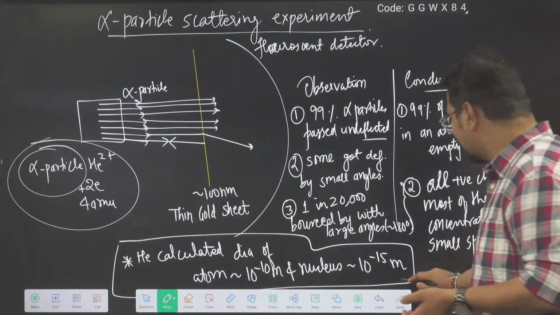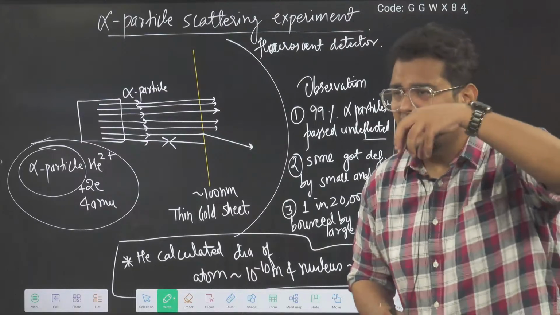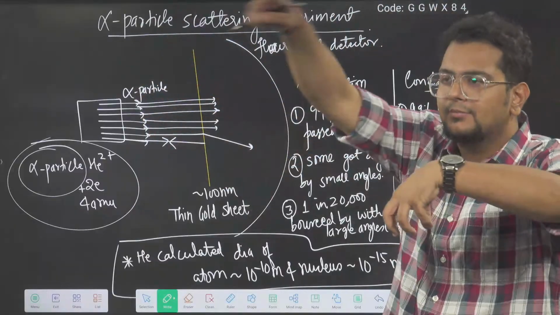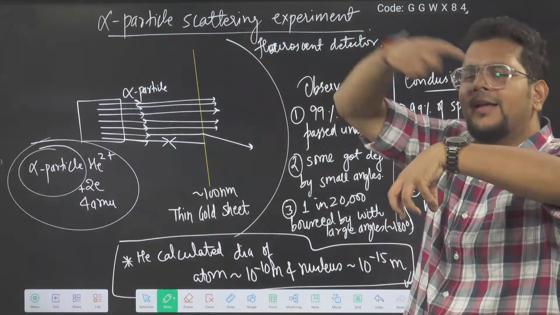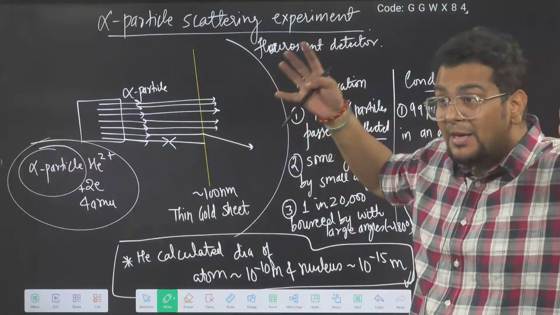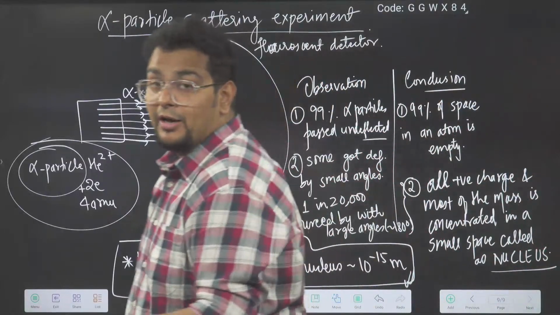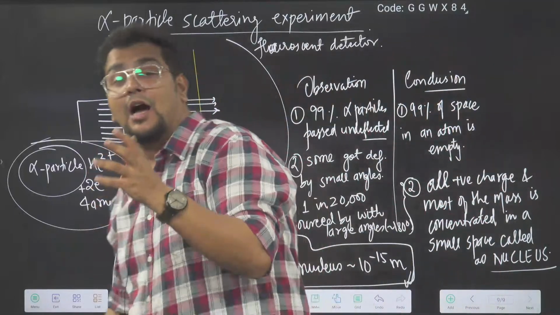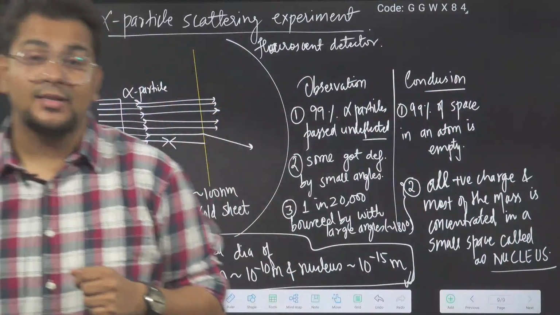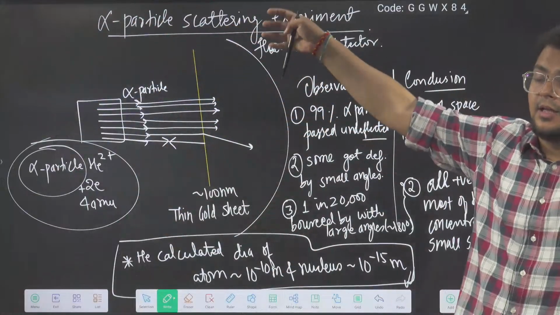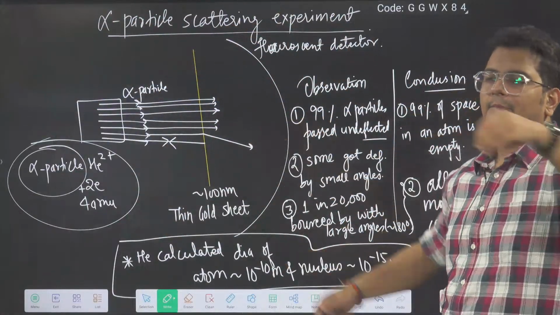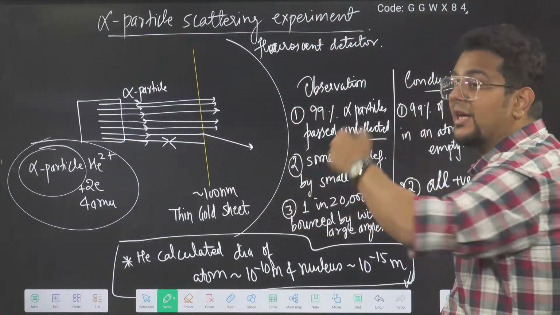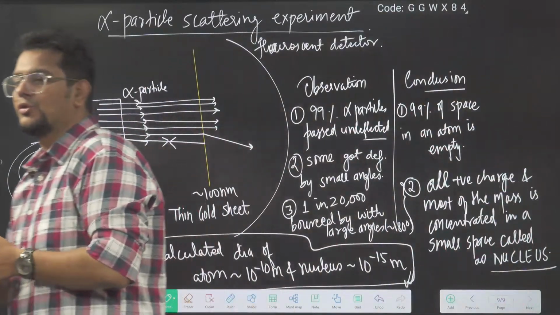NCERT says you can understand this size: if a cricket ball is the nucleus, then a circle of radius 5 kilometer you will make, that much big is the atom. So in a 5 kilometer city, 1 cricket ball is the nucleus. You can understand how much space is empty. Imagine a city 5 kilometer in length and breadth, and in the middle only 1 cricket ball, the remaining city is empty. That much empty is the atom, almost.